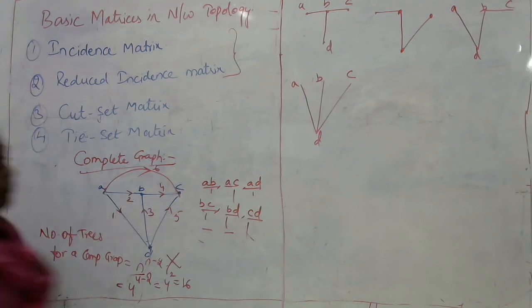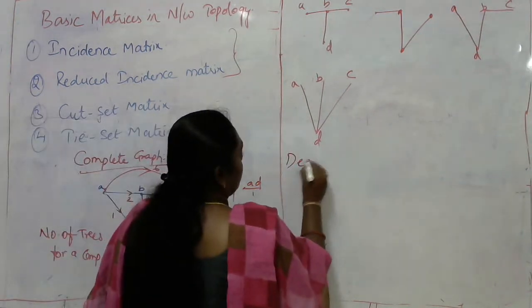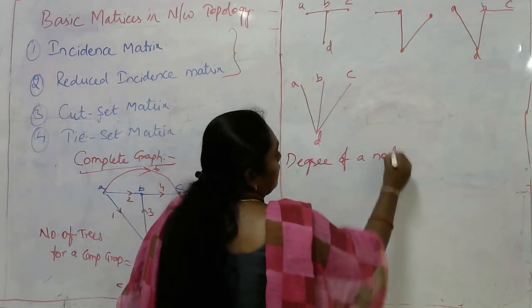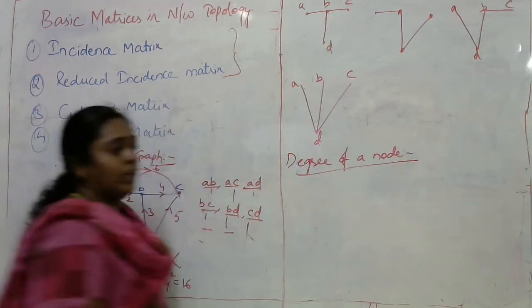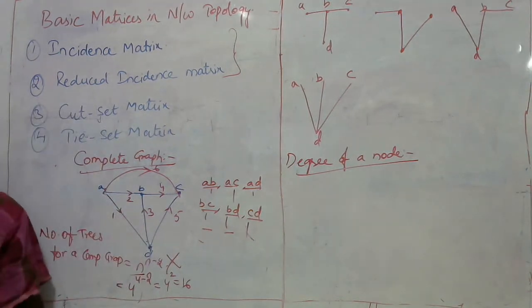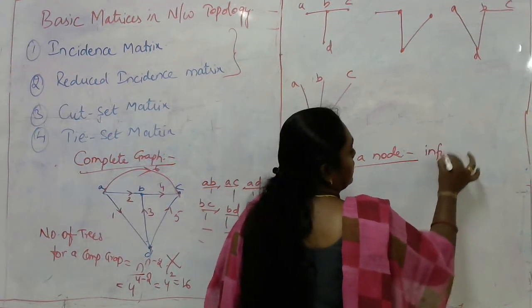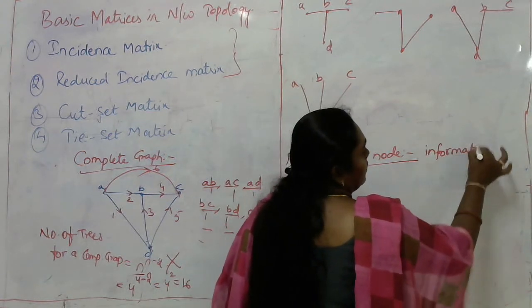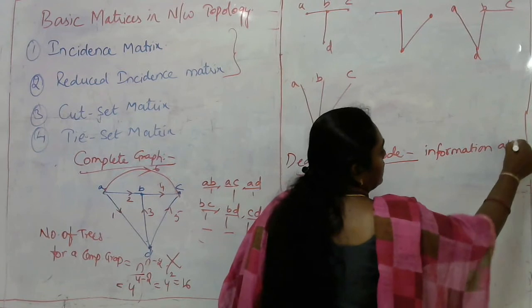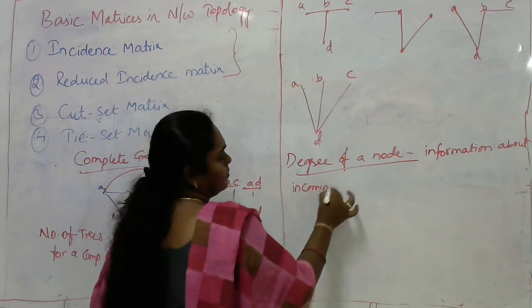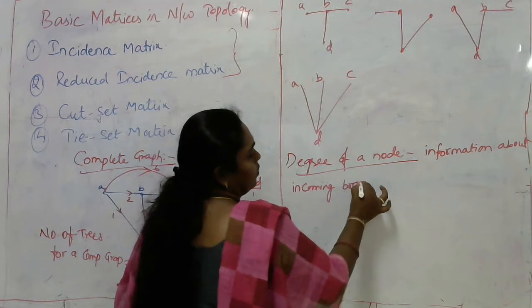So what is meant by the degree of a node is, it specifies or gives the information about the incoming branches at a particular node. So the degree of a node gives information about incoming branches at a particular node.